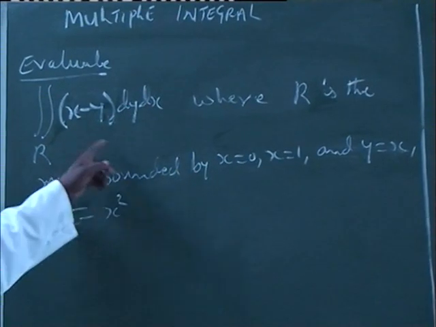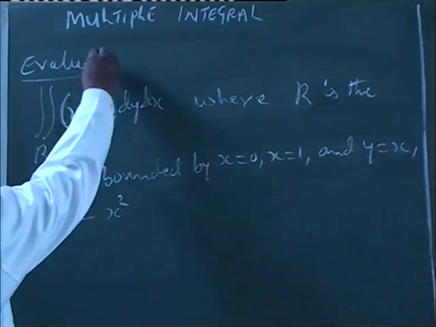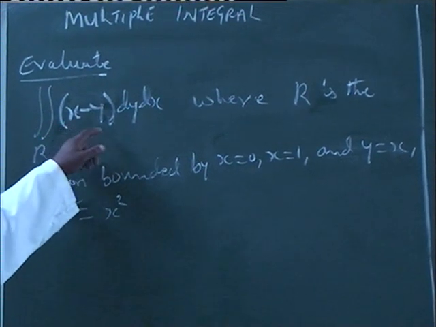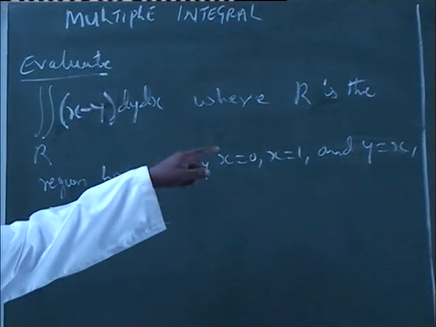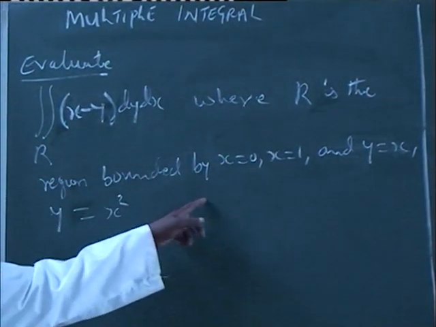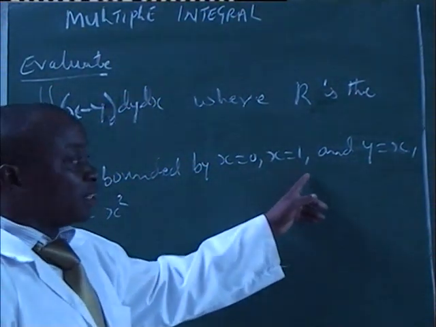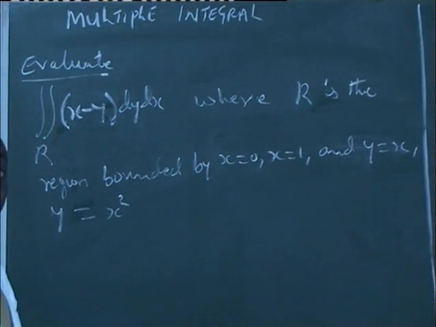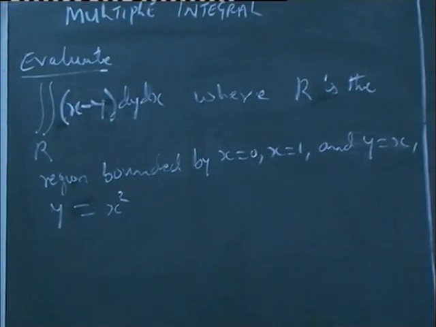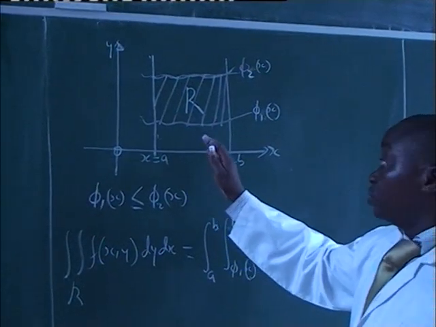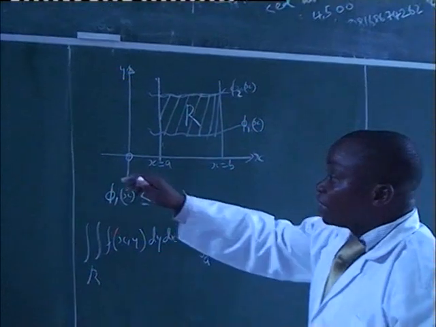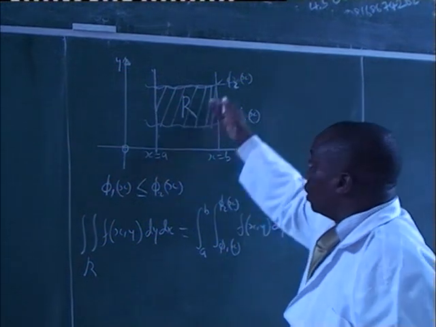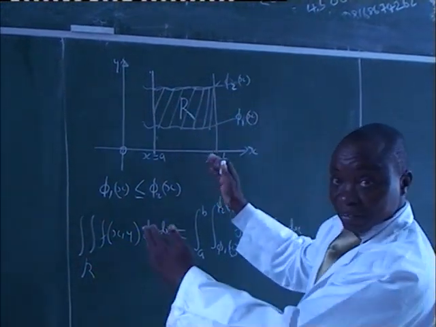Now we are looking at this example. We are going to evaluate the double integral over R of x minus y dy dx, where R is the region bounded by x equals 0 and x equals 1, and y equals x, y equals x squared. Now, from this diagram we just drew, we see that this line here corresponds to x equals 0. Then this one is x equals 1, just like that.